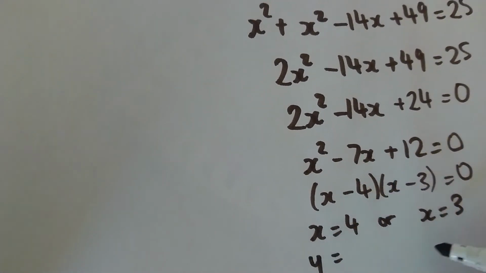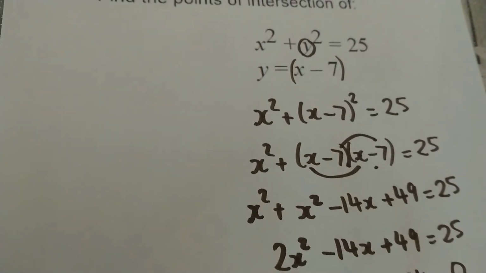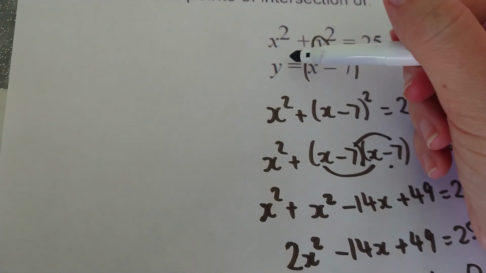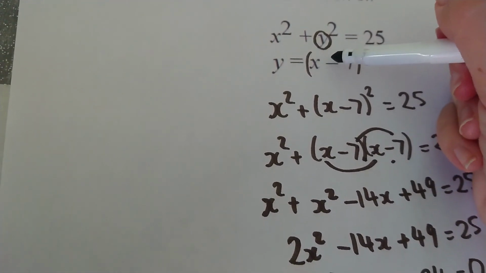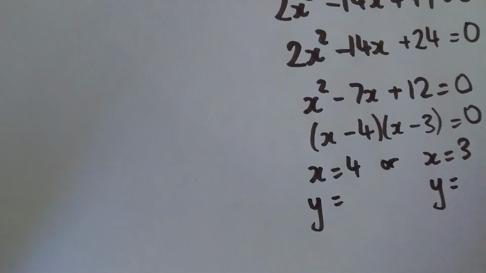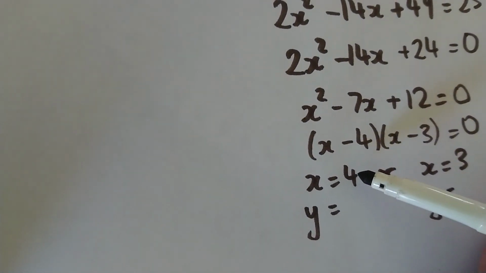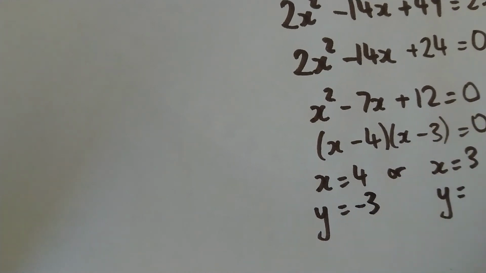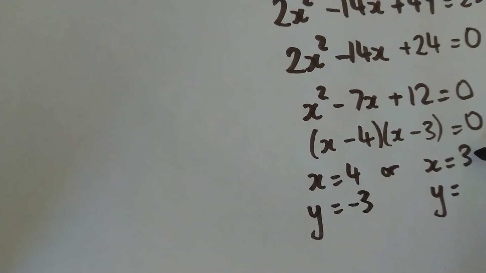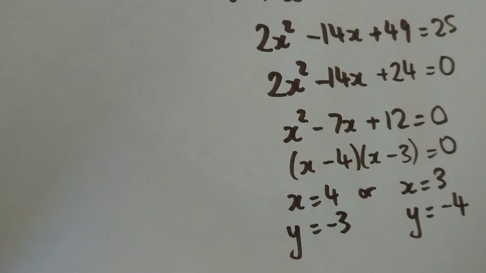Now I need to work out the y values. Going back up to the equations, I know that y is the value of x take away 7. So if x is 4, I need to take away 7, so that would be minus 3. If x is 3, take away 7, so y would be minus 4.